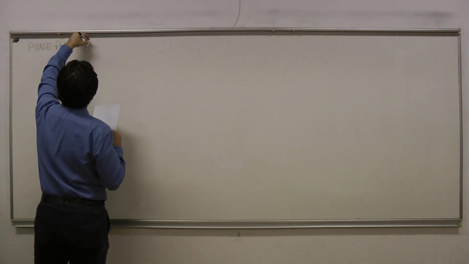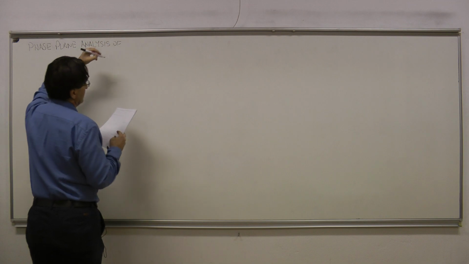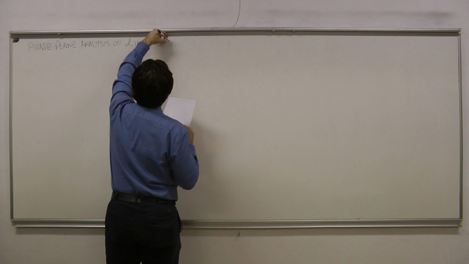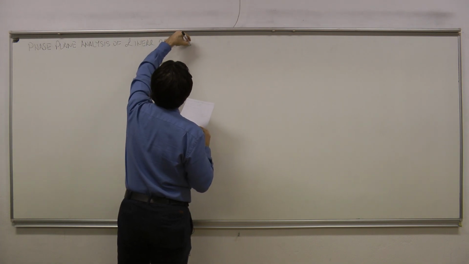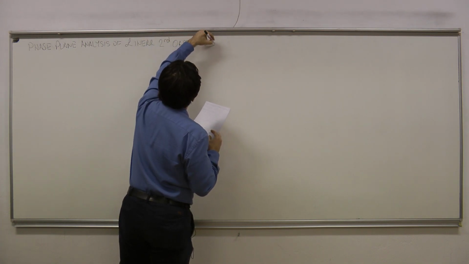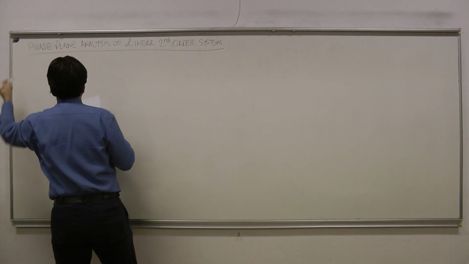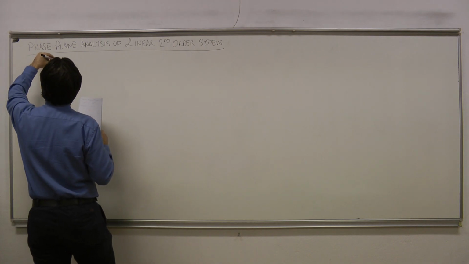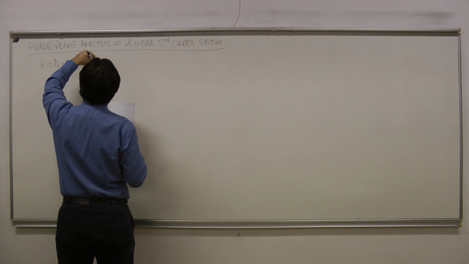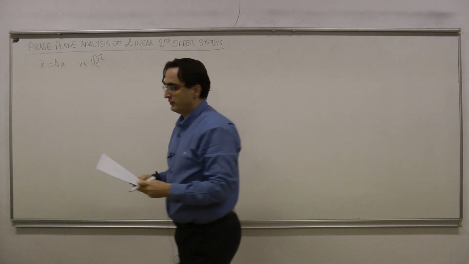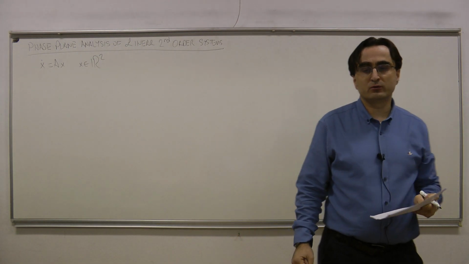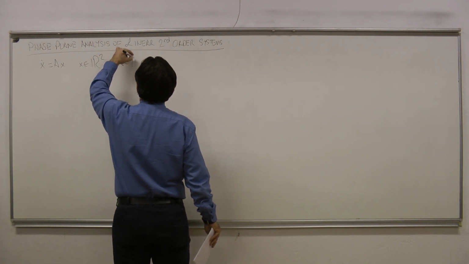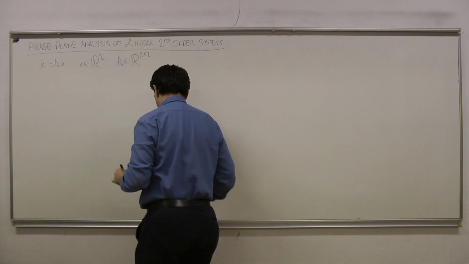Phase-plane analysis of linear second-order systems. Well, in this case, we are considering x dot is equal to Ax when x is in R2. Okay, so that is a second-order system. State is two-dimensional, and that means that our A is going to be in R^(2 by 2).